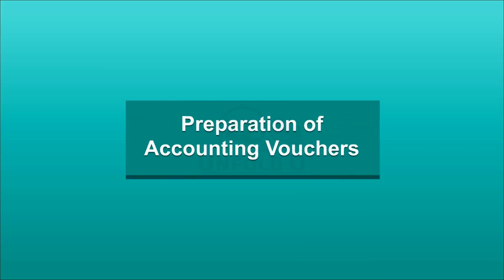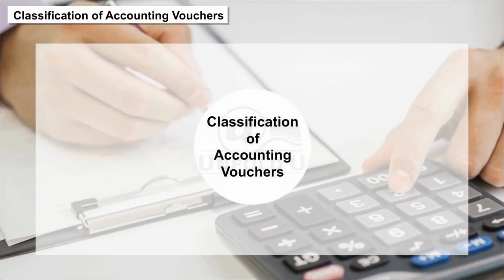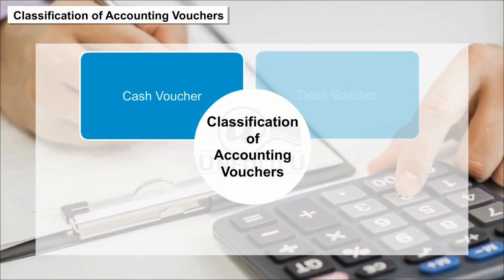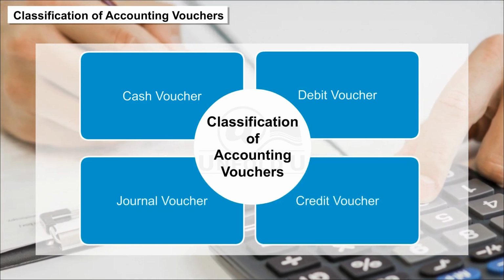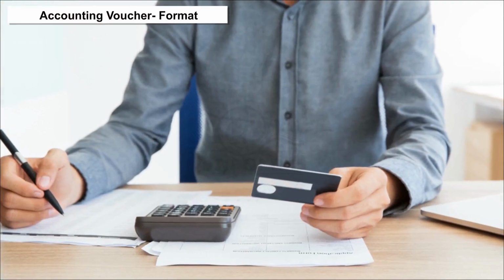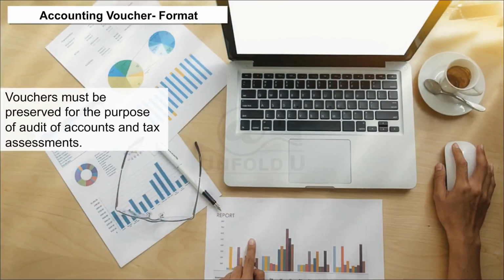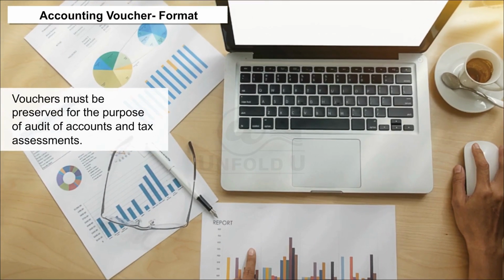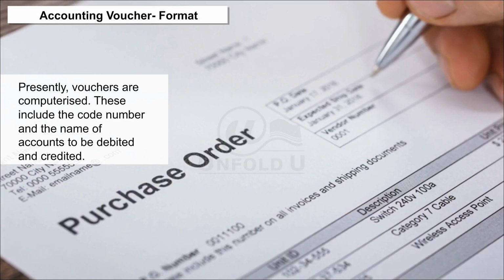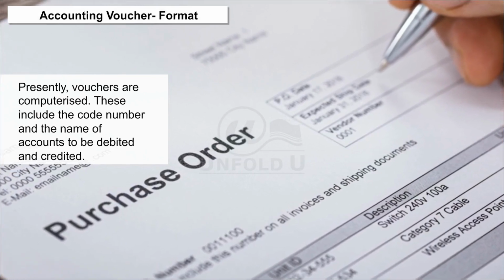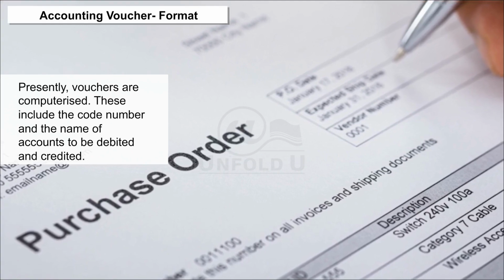Preparation of accounting vouchers. Classification of accounting vouchers. Accounting vouchers may be classified as cash vouchers, debit vouchers, credit vouchers, journal vouchers, etc. Accounting voucher format: there is no set format for an accounting voucher. Vouchers must be preserved for the purpose of audit of accounts and tax assessments. Presently, vouchers are computerized. These include the code number and the name of accounts to be debited and credited.